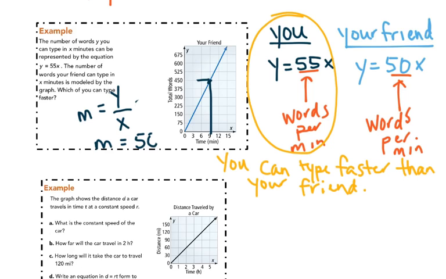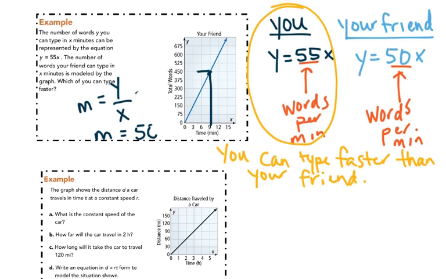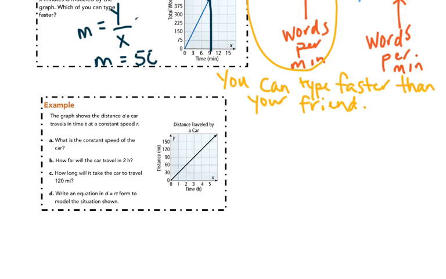Okay, let's take a look at the third example. Here, the graph shows the distance d a car travels in time t at a constant speed r. So we are asked, what is the constant speed of the car? How far will the car travel in 2 hours? How long will it take the car to travel 120 miles? And we are asked to write an equation in d equals rt form to model the situation.